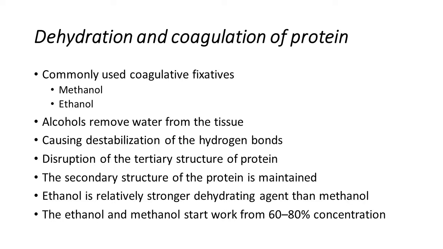Ethanol is a relatively stronger dehydrating agent than methanol. That's why we are using ethanol in the process of tissue processing. Ethanol and methanol start to work from 60% to 80% concentration. So normally we have to prepare a series, normally 60%, 70%, 80%, for methanol and ethanol concentration.